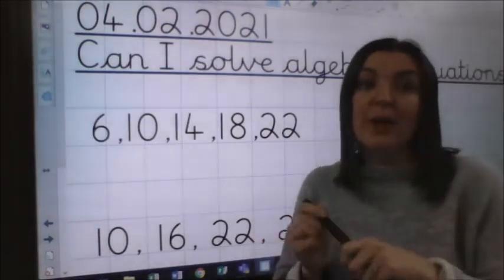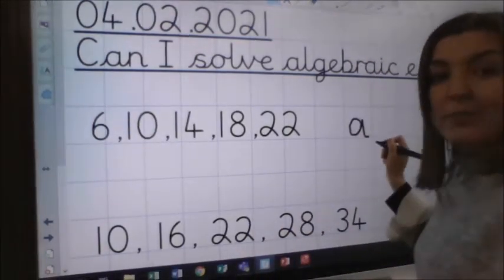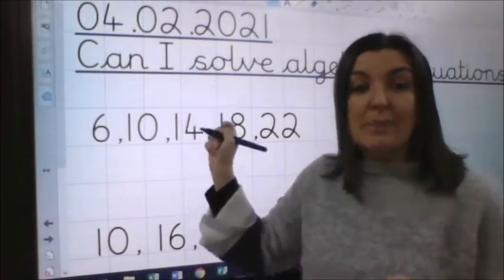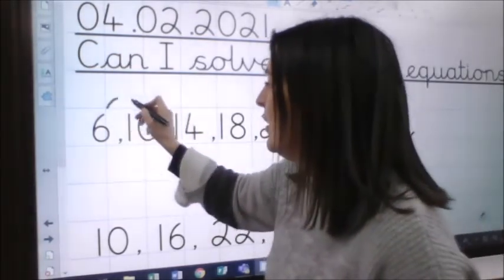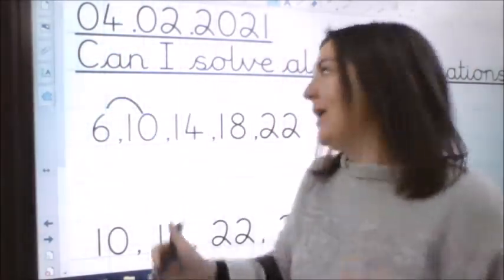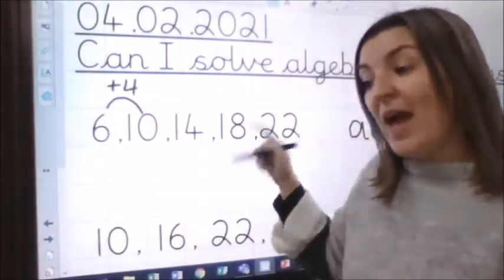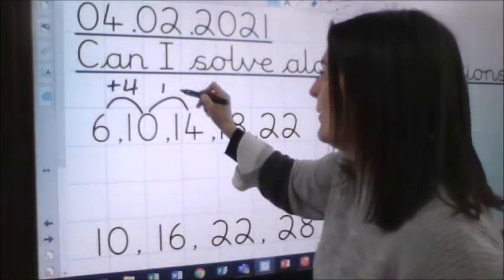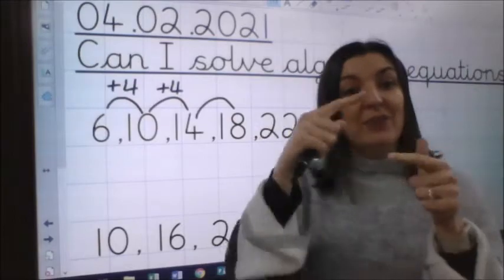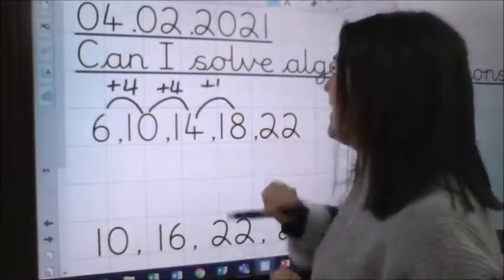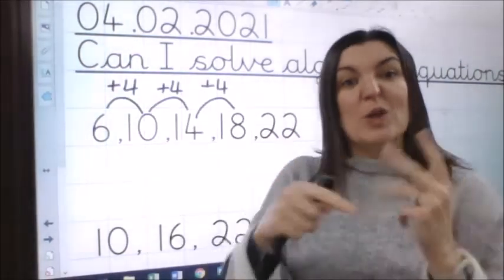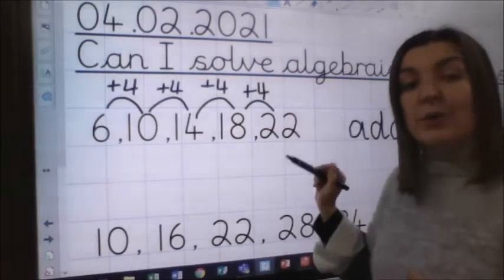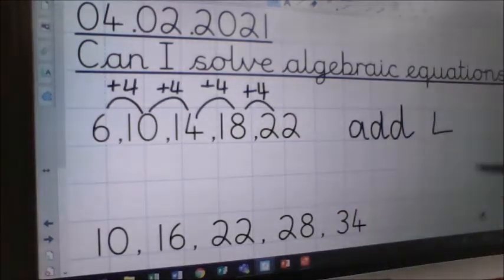So I know the numbers are going up. So straight away, I know that something is being added. So now I'm going to have a look and see what is being added each time. So 6, 7, 8, 9, 10. So it's 4. But I need to check all of them. So 10, 11, 12, 13, 14. So it's 4 again. 14, 15, 16, 17, 18. 4 again. 18, 19, 20, 21, 22. So 4. So I can safely say that the rule for this sequence is to add 4.